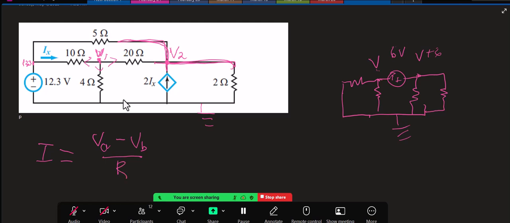So when I'm taking the current coming out of V1 going to the left, that current is going to be V1 minus 12.3 over 10. And then when I take the current going down, that's going to be V1 minus 0 over 4. And when I take the current going to the right, that's going to be V1 minus V2 over 20. And that sum is going to add up to 0.